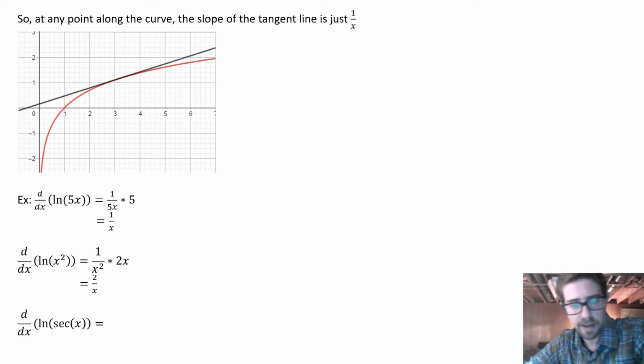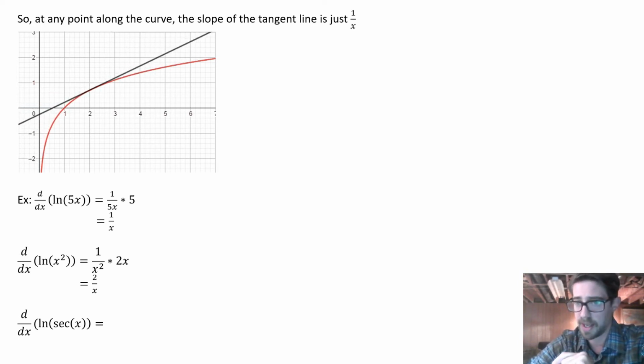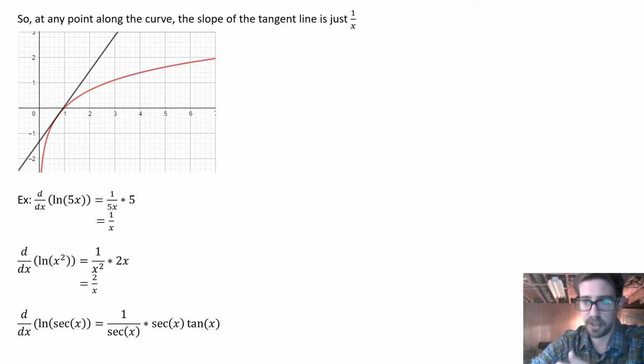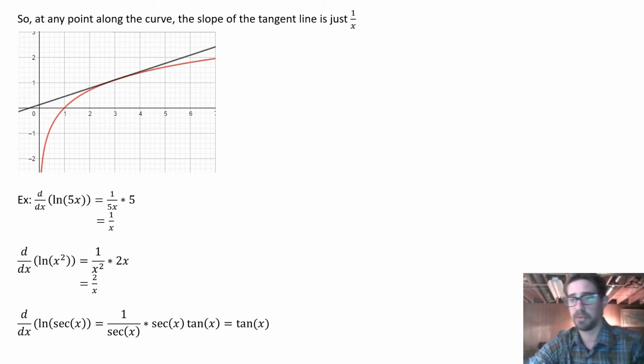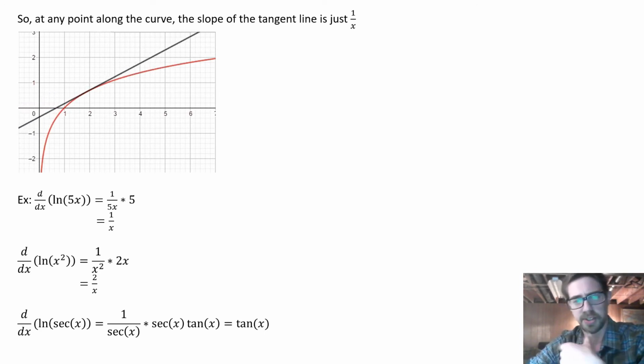Here's a weird one. The natural log of secant of x, so same deal. Chain rule says that's 1 over secant of x times the derivative of secant of x. The derivative of secant, recall, is itself times tangent, so it's 1 over secant times secant tangent, which wouldn't you know, you can cancel out that secant, and that simplifies to just tangent. So you see what I mean? It got simpler.